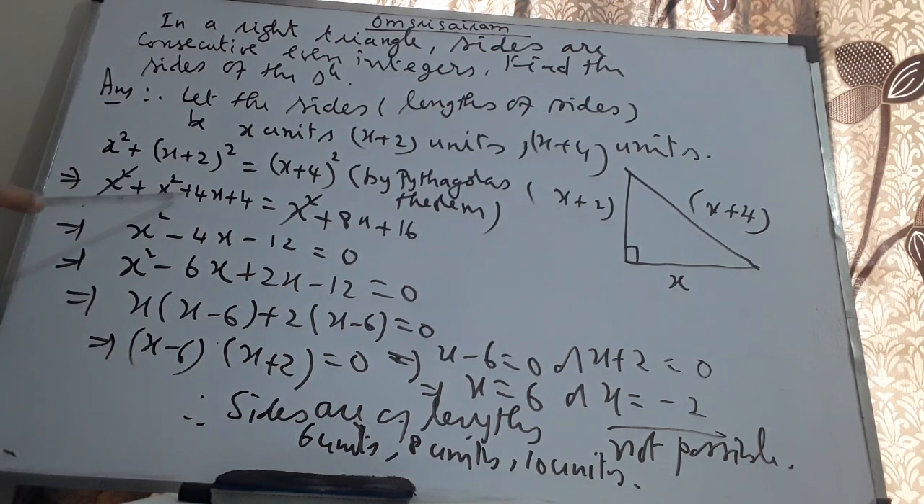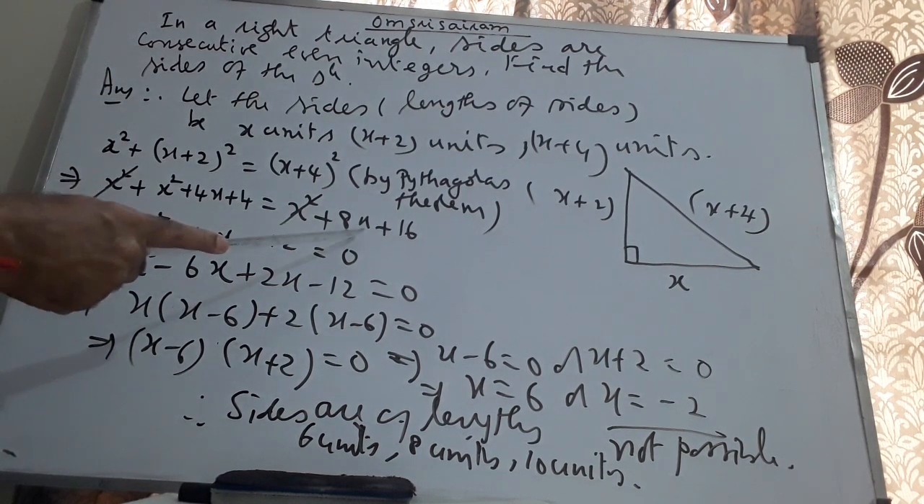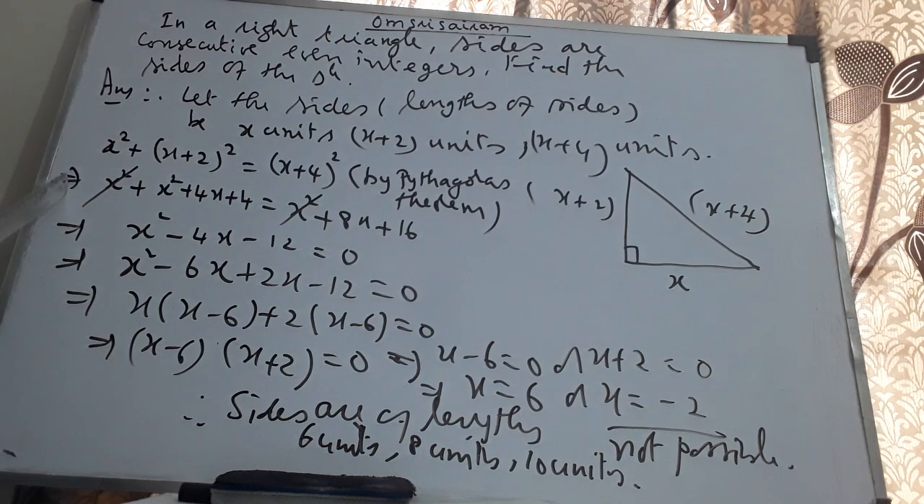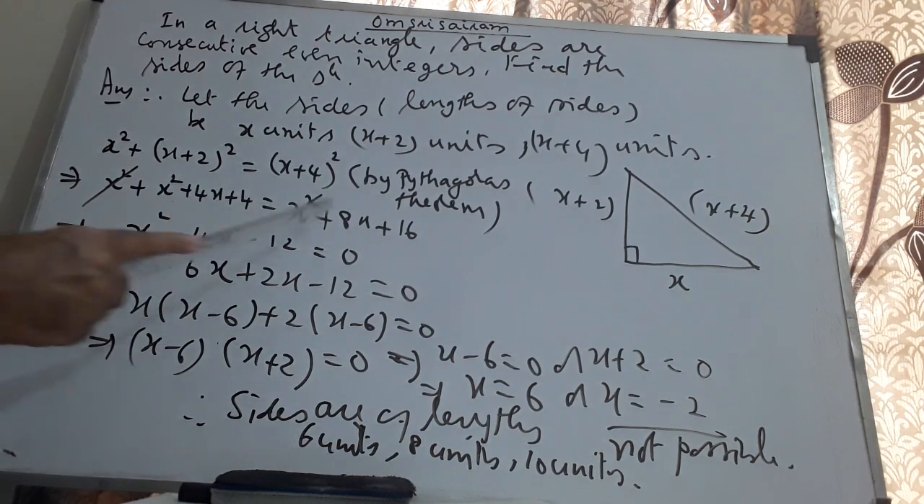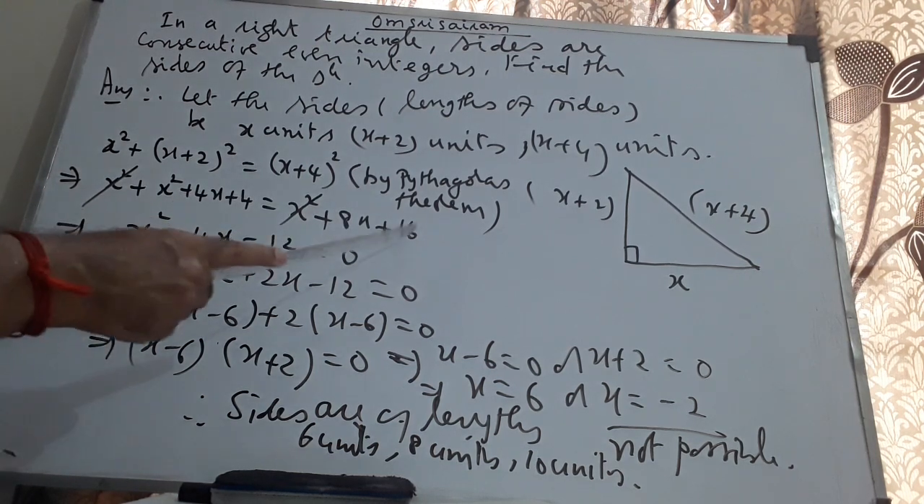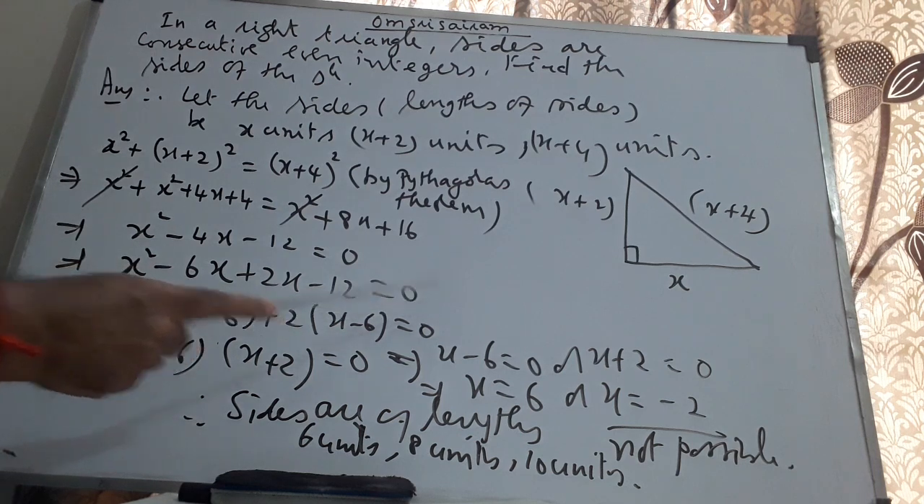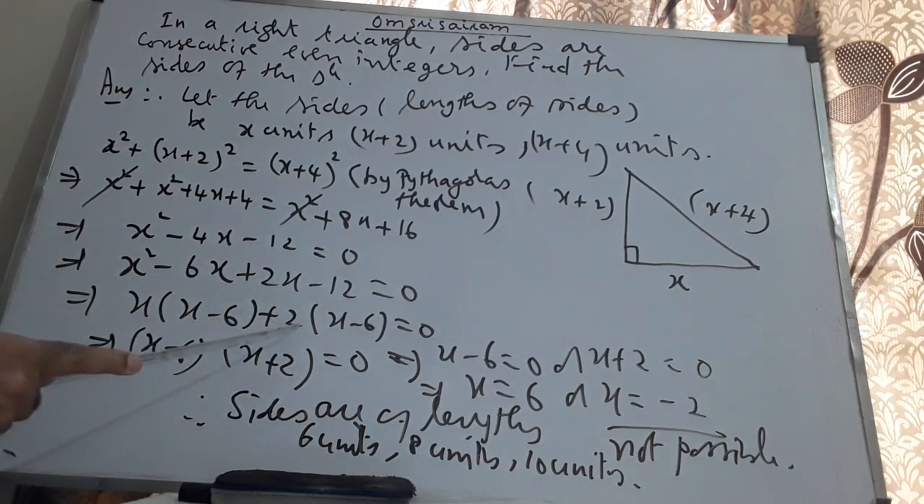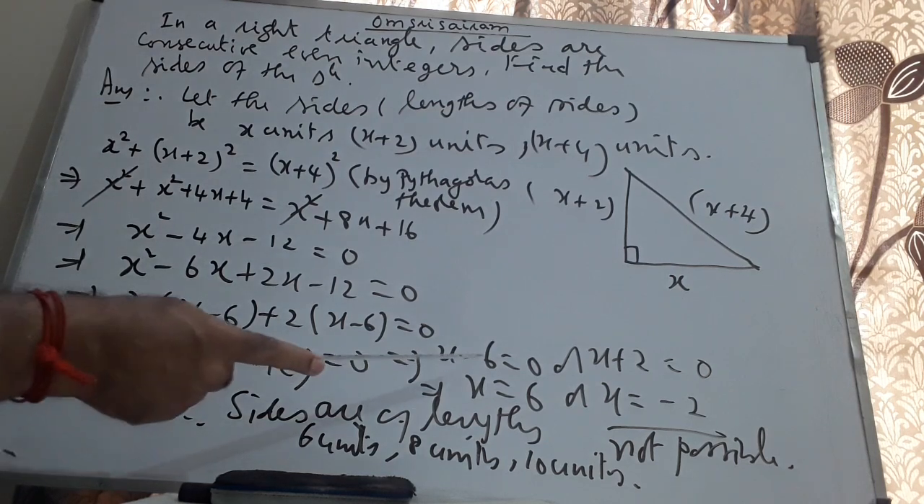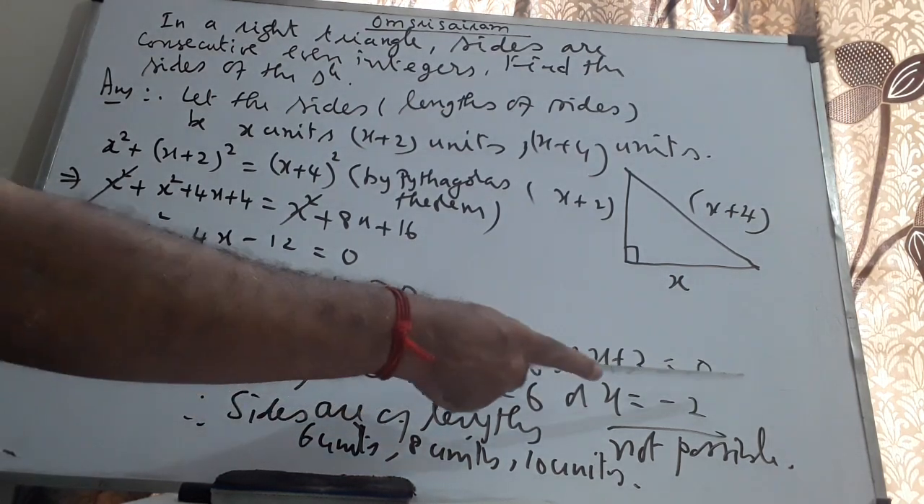Therefore, x square plus 4x plus 4 equal x square plus 8x plus 16. X square gets cancelled. 4x minus 8x is minus 4x, 4 minus 16 is minus 12. I can split the middle term. X square minus 6x plus 2x minus 12 equal to 0. X into x minus 6 plus 2 into x minus 6 is 0. X minus 6 into x plus 2 is equal to 0. X minus 6 is 0, x plus 2 is 0.